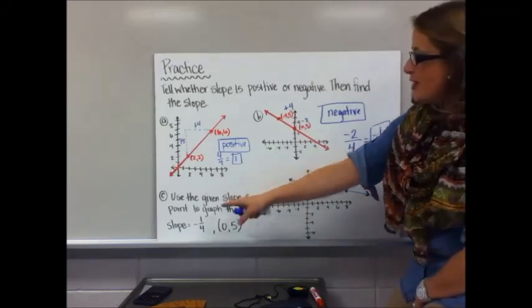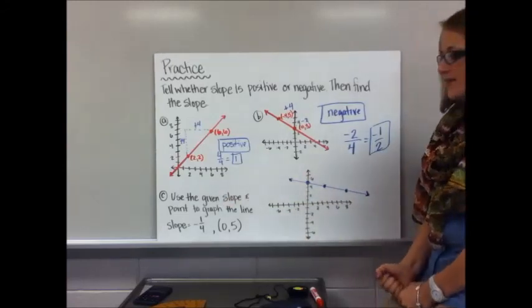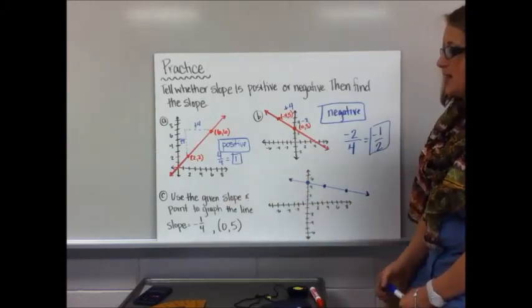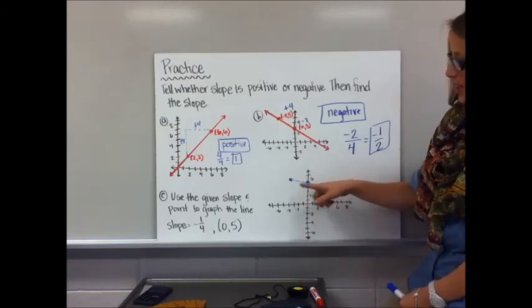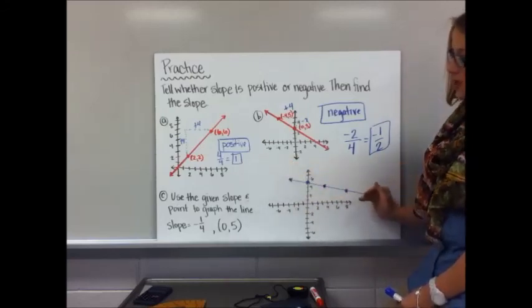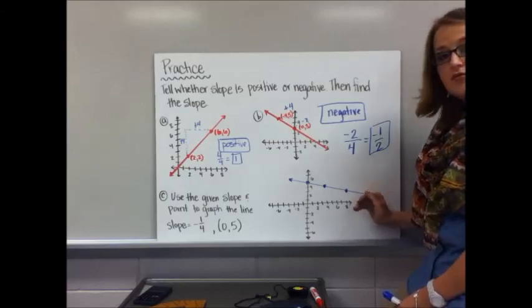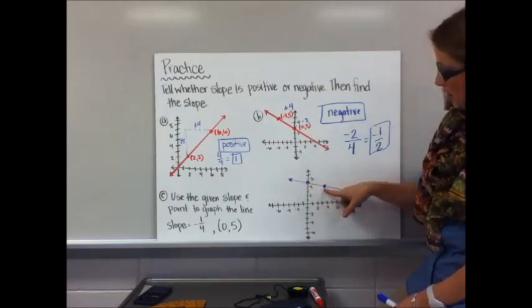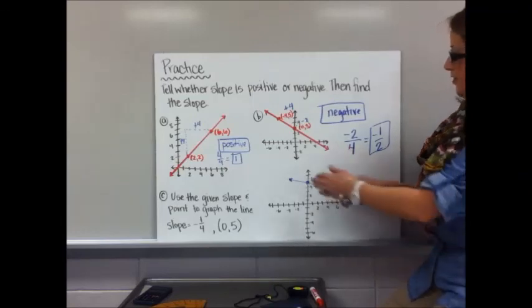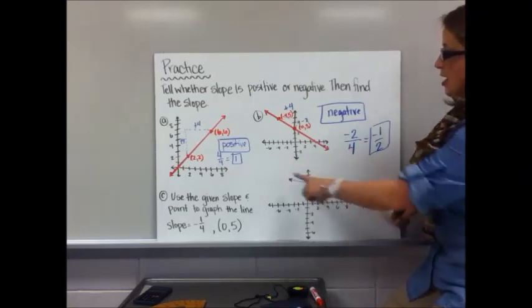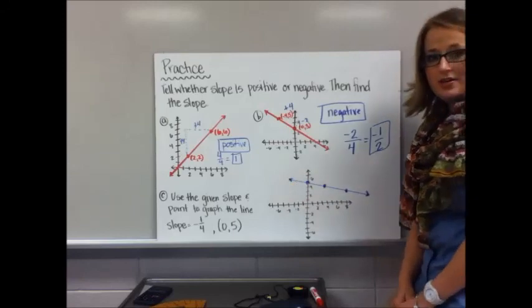Then on number 3, it says use the given slope and a point to graph the line. So I started with 0, 5 right there. It's a negative slope, so I knew it was going to be going down. And the slope is negative 1/4, so I went down 1 over 4. Down 1 over 4. It's like a stair step. Then I got my straight edge, I connected the dots, and I made sure to include my arrows.